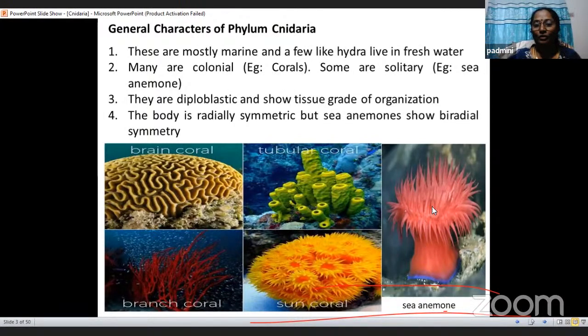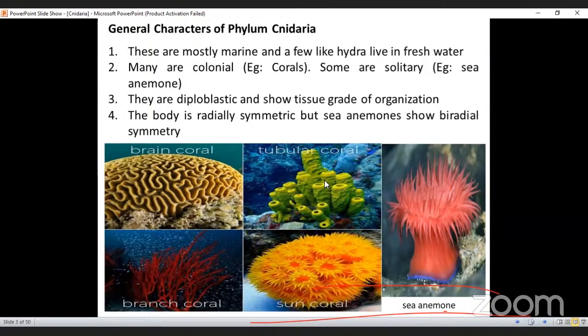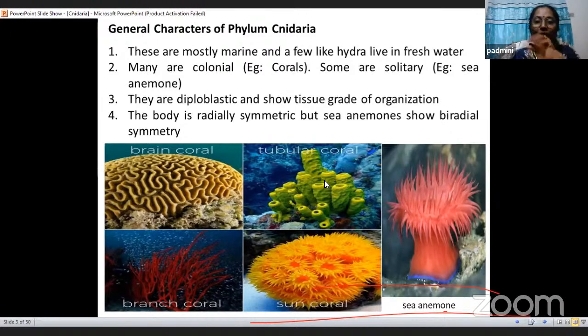Or solitary corals. So this is a sea animal which is solitary, and these are the corals which are colonial in form. Diploblastic, showing tissue grade organization, radially symmetrical. By now you should understand what radial symmetry is: you are going to cut it into two equal halves.